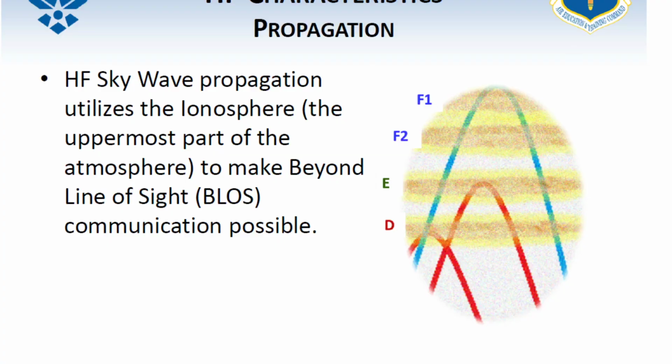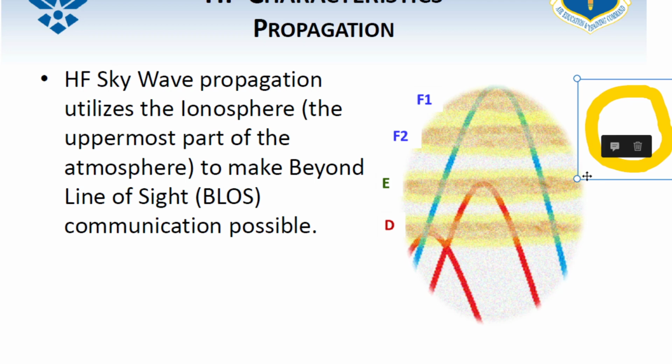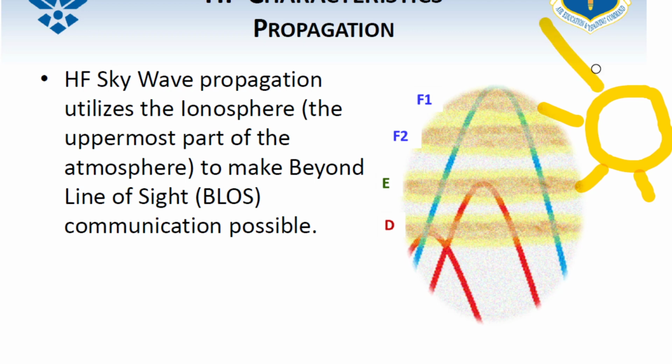An important thing to remember is the higher the sun, the higher the frequency required. If it is noon, you're going to want to use a higher frequency so that you can get through these ionized layers. If the sun was going down, say 8 or 9 o'clock, starting to get dark, then you need to use a lower frequency.